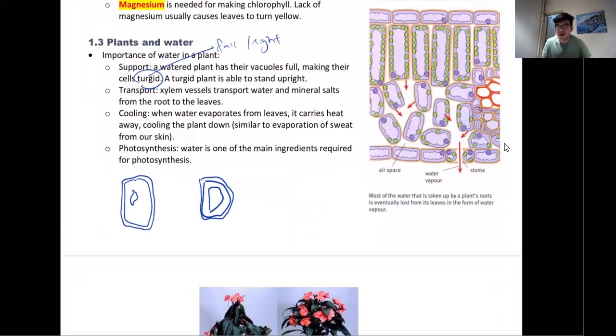This is especially so for herbaceous plants. If you're a woody plant like a tree, you don't need to water it as much. Even if a tree has no water, it won't die because it can still stand straight up. But if you're talking about grass, if you don't water the grass, it will just wilt and then die because it doesn't get enough water.